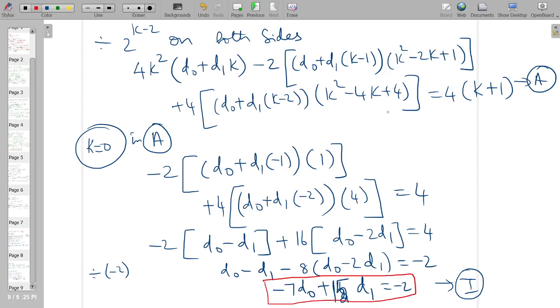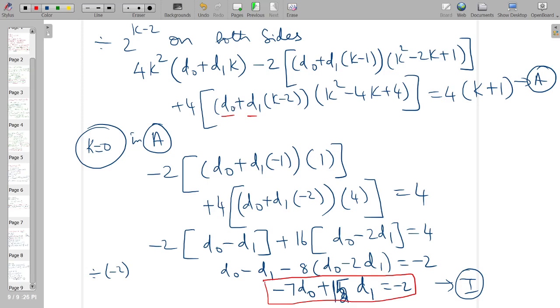In equation A, I have two constants d0 and d1, and I want to find those values. I require at least two equations. So one way I can do is expand the left hand side, equate the constants and equate the coefficient of k. That would give you the required answer.